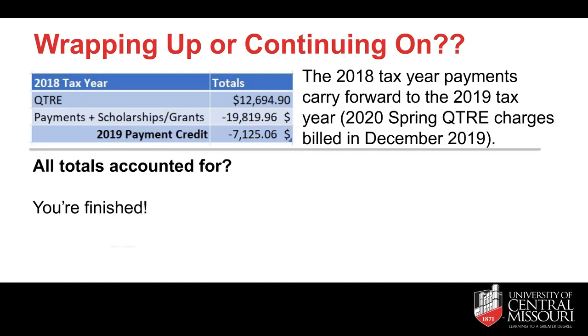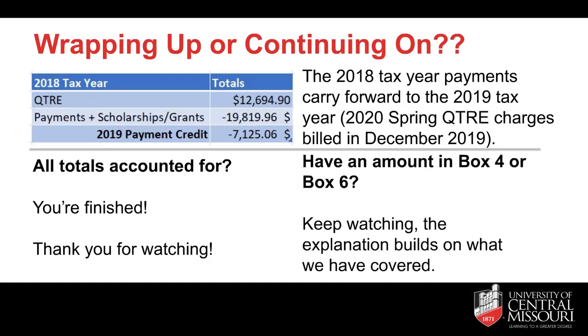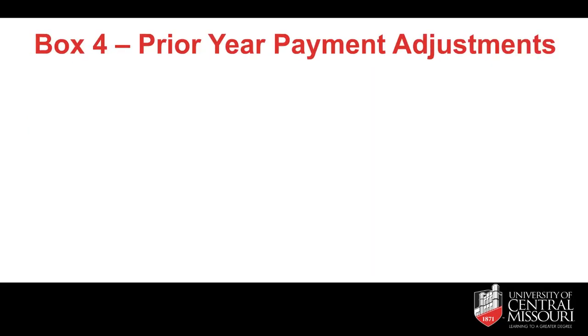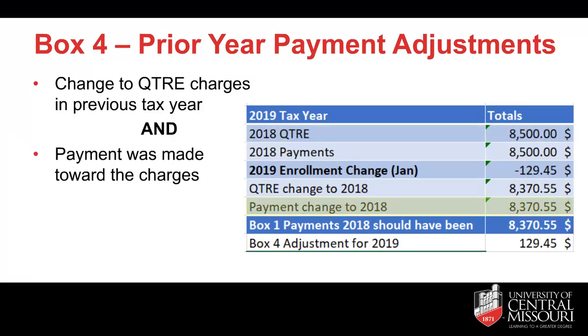This concludes the explanation for 1098T calculations unless you have an amount in Box 4 or Box 6 and would like to understand how this occurs. Prior year payment adjustments occur when there is a change to the QTRE charges in the prior tax year and payment towards those charges were reported to the IRS. This most commonly occurs in two scenarios, but both relate to enrollment changes that cross tax years.